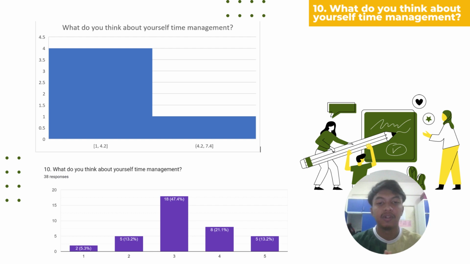Last but not least, for the question in quantitative data, we ask what the students think about their own time management. We present this data collection through a histogram. We ask students to rate themselves from 1 to 5. From the data collection we get 2 students rate 1, 5 students rate 2, 18 students rate 3, 8 students rate 4, and 5 students rate 5.